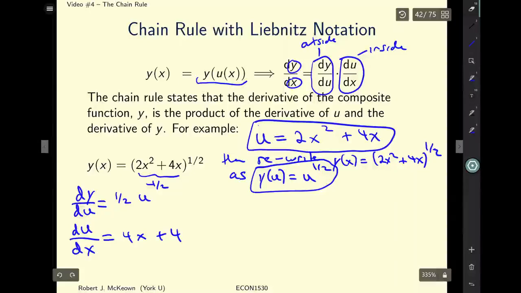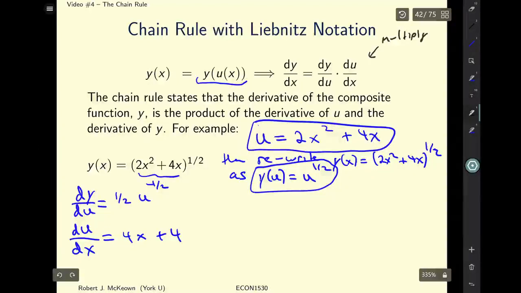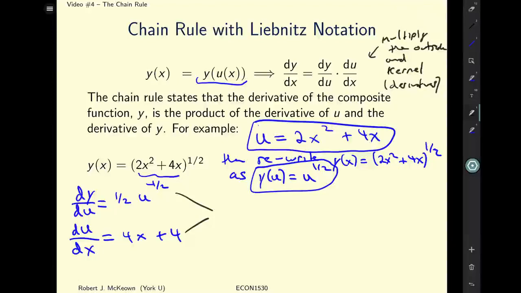Now, notice up here, we're going to multiply the outside and the kernel, and those are the derivatives of them. And so I've got these two derivatives. One is the derivative of the exterior, one is the derivative of the interior.